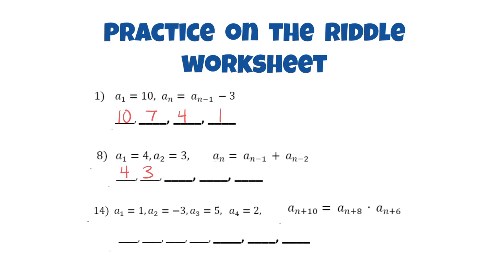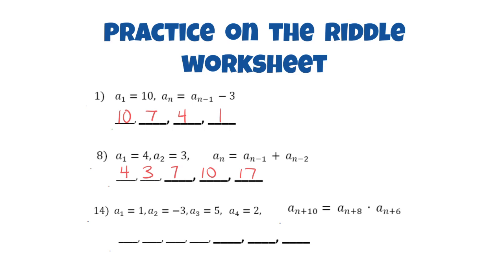Now, the reason it's not really the Fibonacci sequence is because it didn't start with 1 and 1. The Fibonacci sequence always will start with 1 and 1. But the idea is the same. Add the two terms before it.